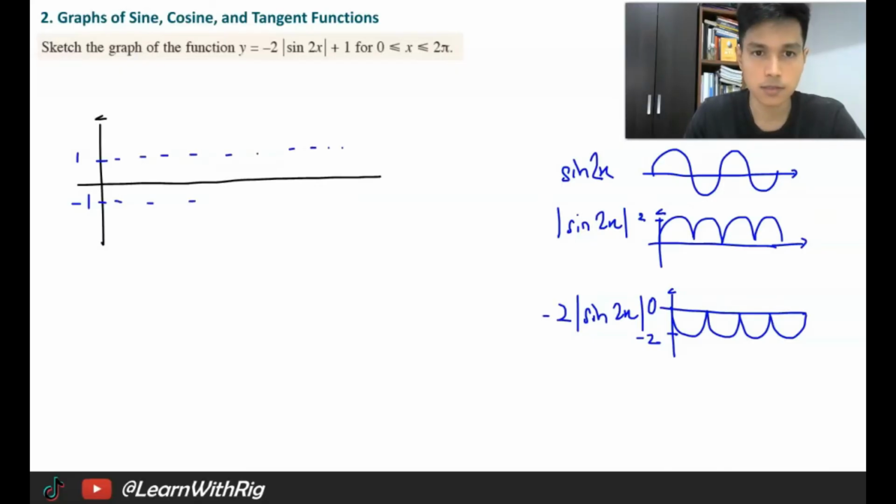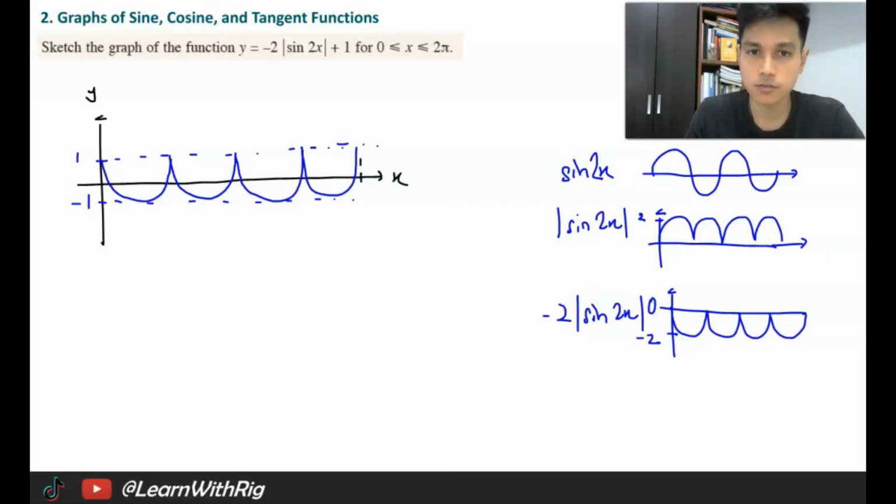Wait, this is the starting, this is the ending. 1, 2, 3, 4, something like this. Okay, yeah, so label, this will be your y, here will be your x, here would be 360.